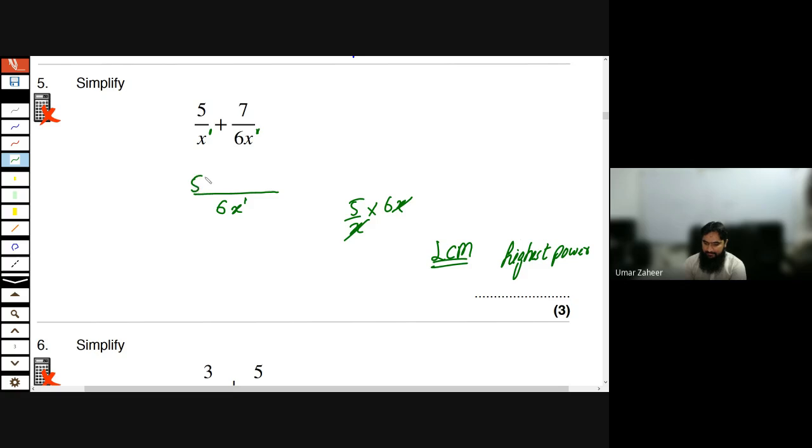Now take the first fraction, multiply by the LCM, x will be cancelled out, you will get 5 multiplied by 6. Take the second fraction, multiply by the LCM, 6x will be cancelled out with 6x, you will get 7. Now 5 multiplied by 6 is 30, plus 7 divided by 6x. 30 plus 7 is going to be 37 over 6x. That is going to be the final answer.